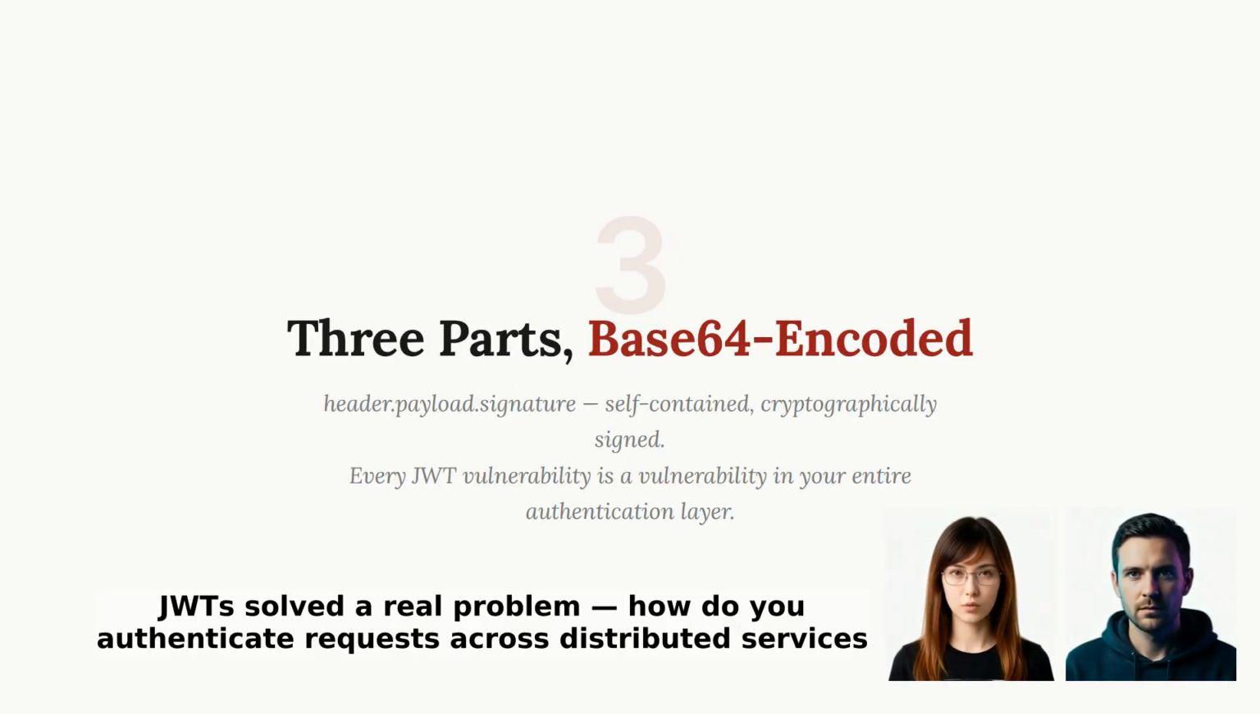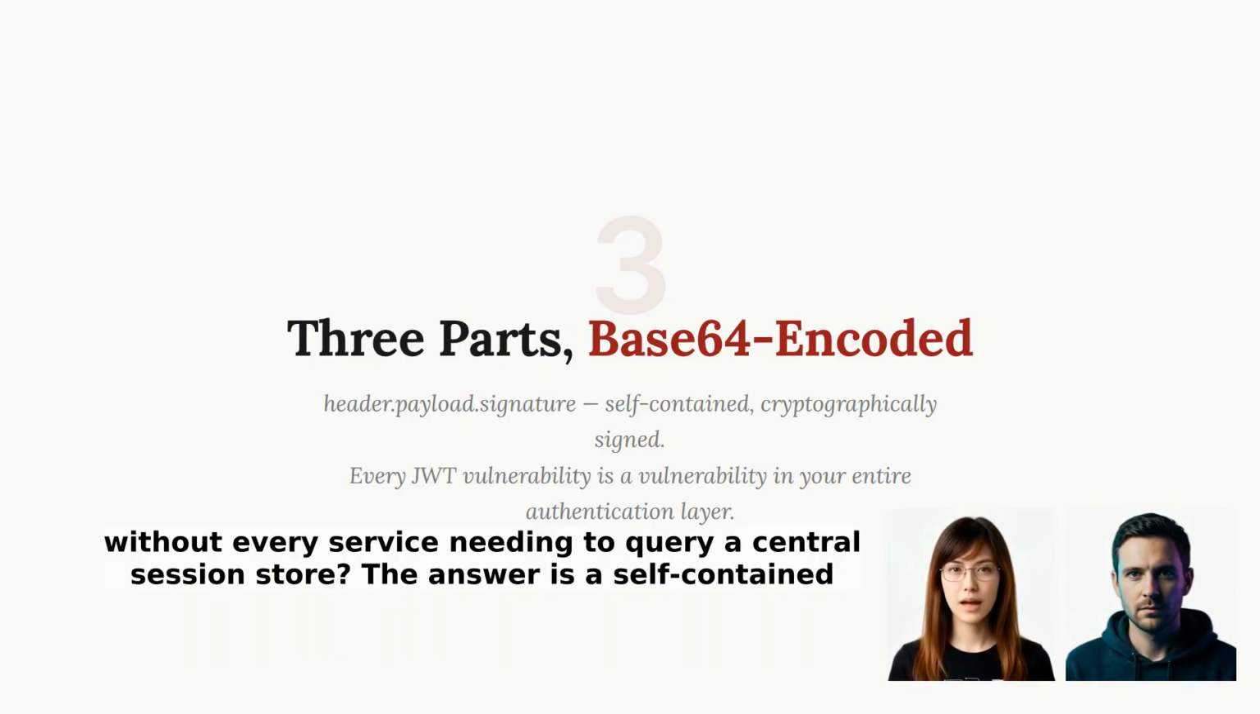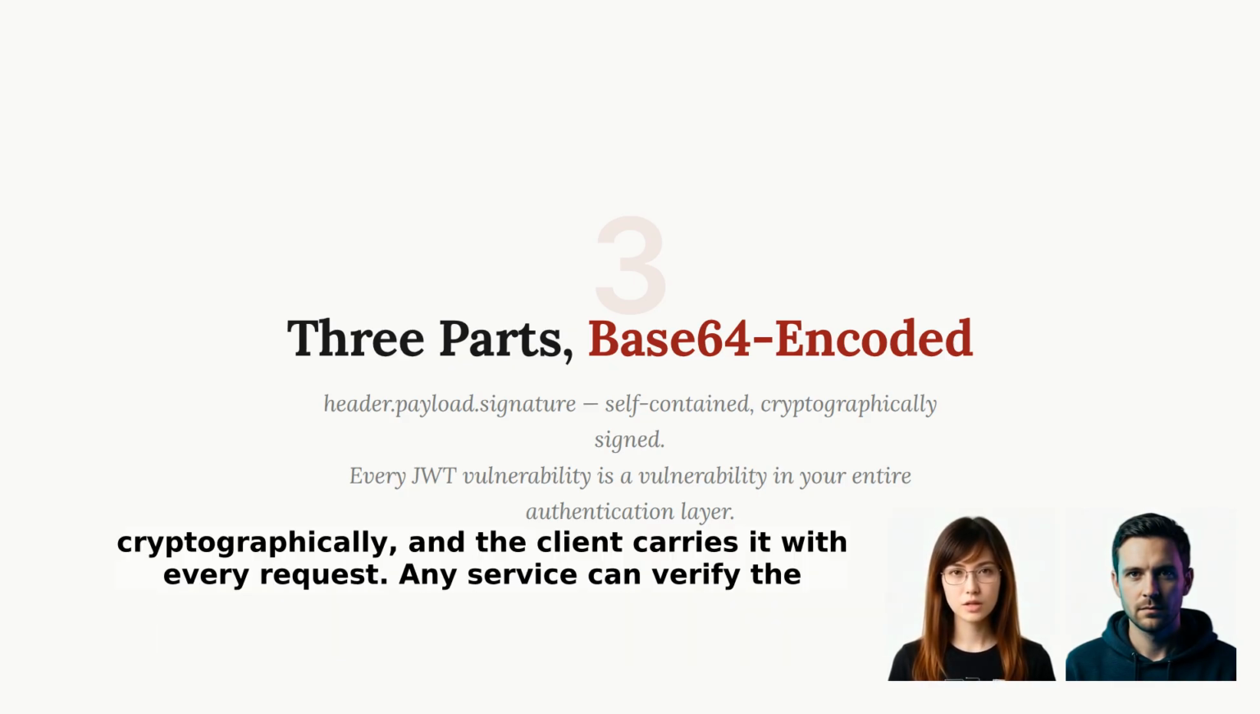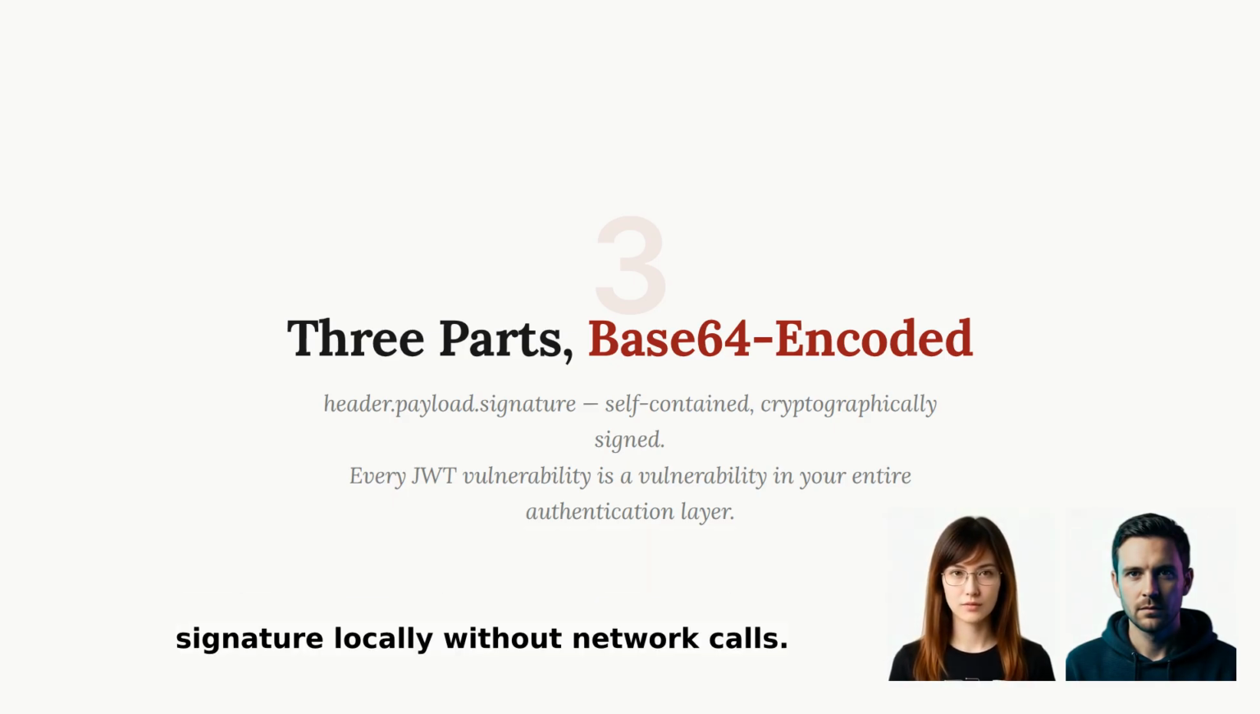JWTs solved a real problem. How do you authenticate requests across distributed services without every service needing to query a central session store? The answer is a self-contained token. You encode the user's identity and permissions into a JSON payload, sign it cryptographically, and the client carries it with every request. Any service can verify the signature locally without network calls.